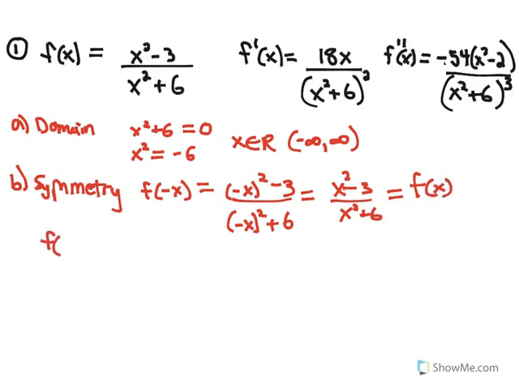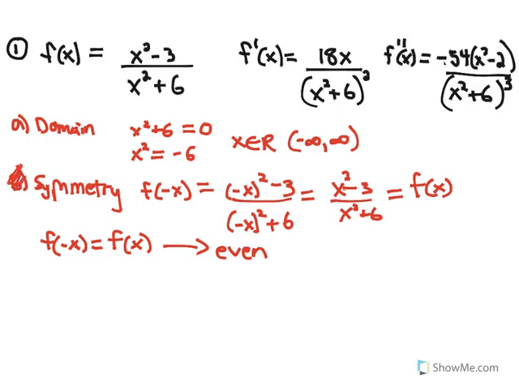And when f of negative x equals f of x, that is an even function. So it will be symmetric over the y-axis. So something to think about as we get closer to graphing it. Oh, that actually wasn't part B. It was just the second bit of part A.